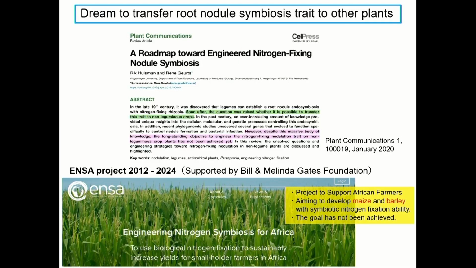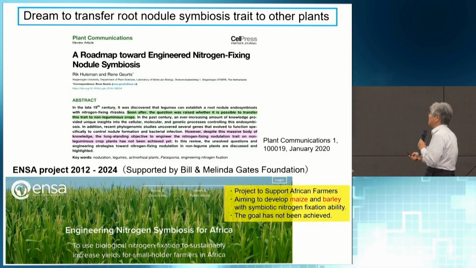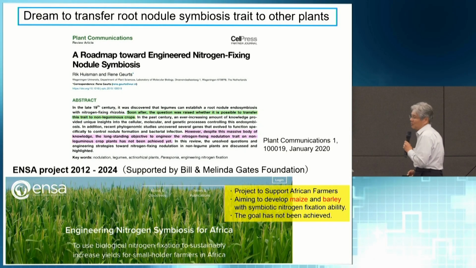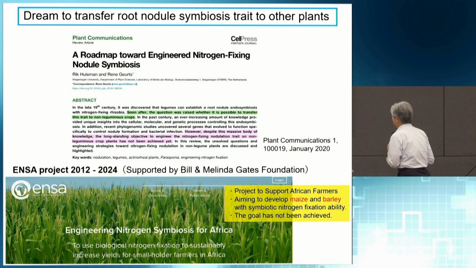So this is a very useful system. It was found in the late 19th century. And soon after the discovery of this symbiosis, scientists tried to transfer this system to crops, other plants. But since then, many scientists have tried, as Eric said, but no one has succeeded. Even recently, the Bill Gates Foundation put big money into transferring this nodule symbiosis to maize or barley to save Africa. But the goal of this project has not been achieved.